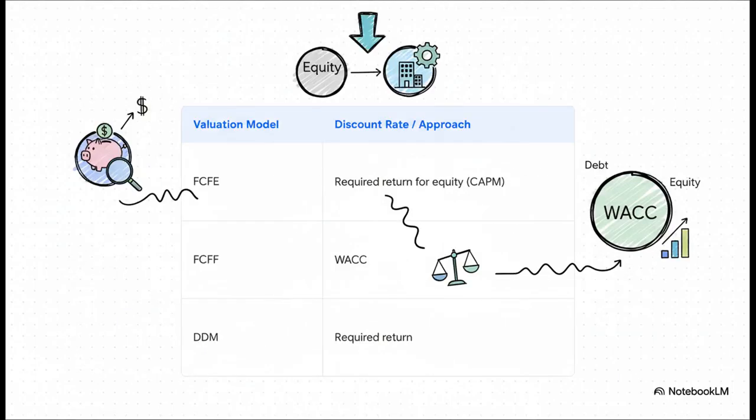And this is a fundamental rule of valuation. Your cash flow measure absolutely must match your discount rate. It's like pairing the right wine with the right food.